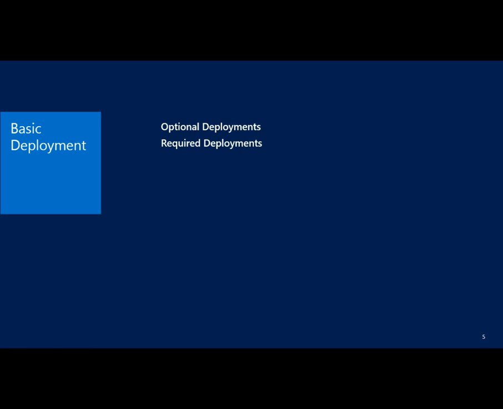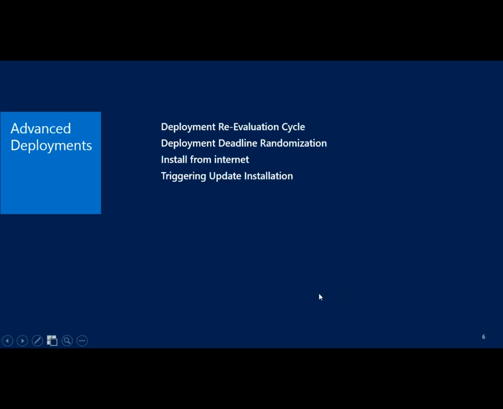Okay, so back from reboot, so let's continue on. So in the category of advanced deployments, a couple of things that I want to show here. The first is the deployment reevaluation cycle. We've talked about that, and I want to do the deadline randomization we've talked about, so there's really nothing to show there. I also want to show install from internet. Those are the two final demos. We'll talk about script to trigger update installation as we close out.